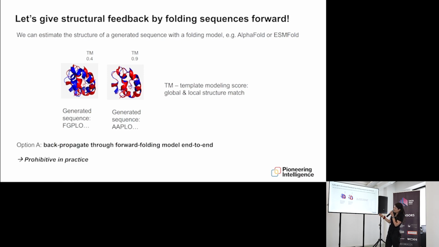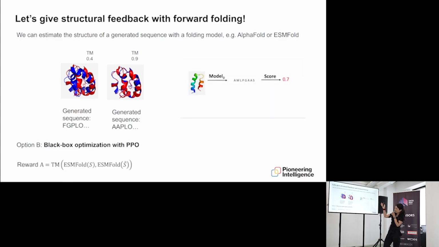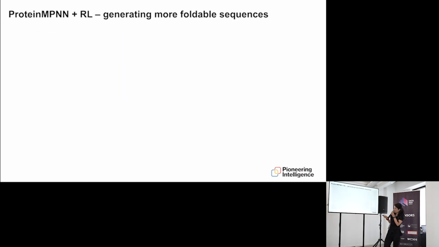So we can give that TM score, we could use AlphaFold as our forward folding model and backpropagate end to end. In practice, this is really not straightforward. So instead, we can do black box optimization with PPO. We just forward fold and return the folding score back to the policy. And this is what it looks like.